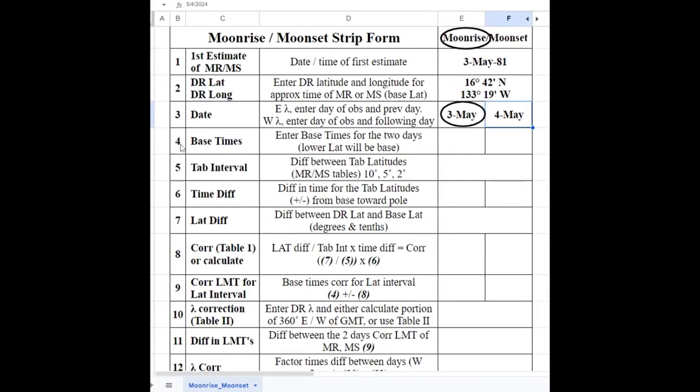Next up, step four. We need to figure out the base time. So on those days, what time is the moon going to rise based off of the central meridians? This is where we need to start by entering our nautical almanac.